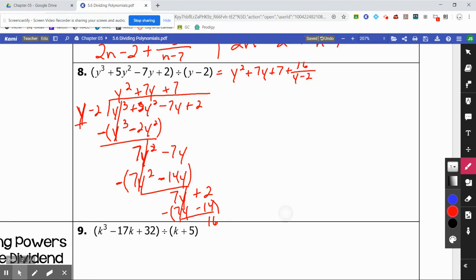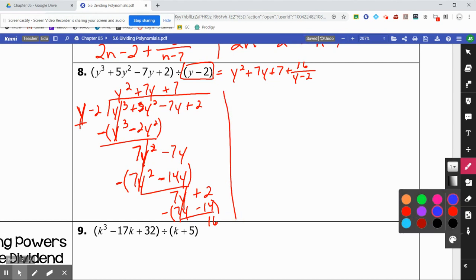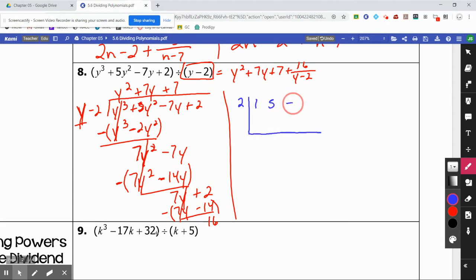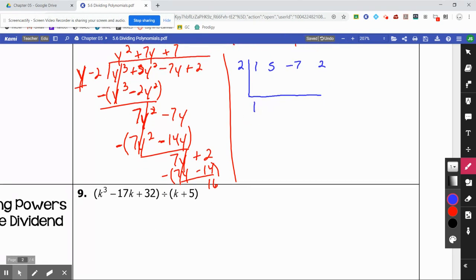Synthetic division. Take what you're dividing by, set it equal to 0, and solve. You get 2. That number is going to go on the outside. You're dividing into 1, 5, negative 7, and 2. Those are your coefficients. Here are your steps. Bring down the 1.